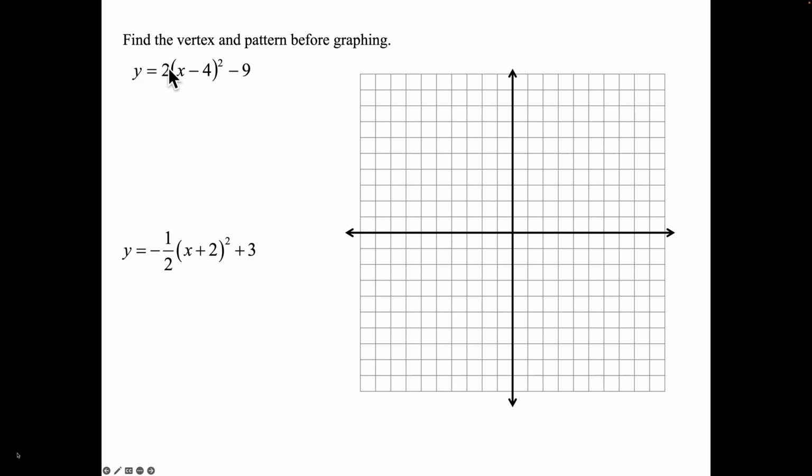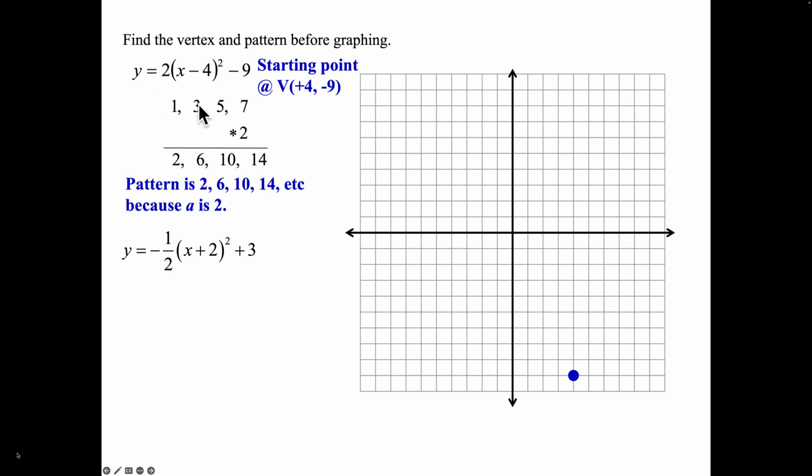Next, we have y equals 2... There's your A. X -4. That's going to be my x coordinate of the vertex, -9. Find the x, change the sign. +4, -9. 1, 2, 3, 4. Down 9. 1, 2, 3, 4, 5, 6, 7, 8, 9. There's my point. Oops, A is 2.